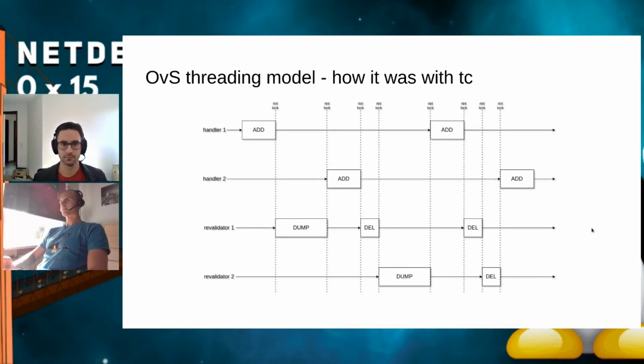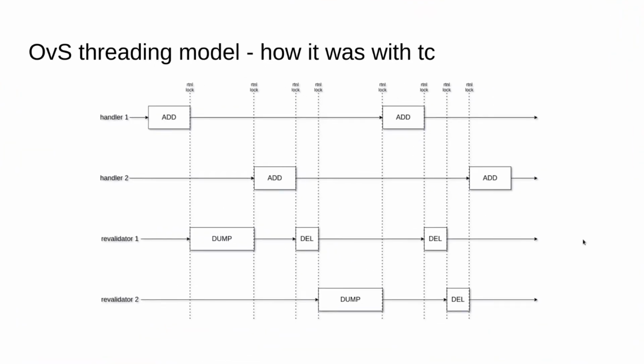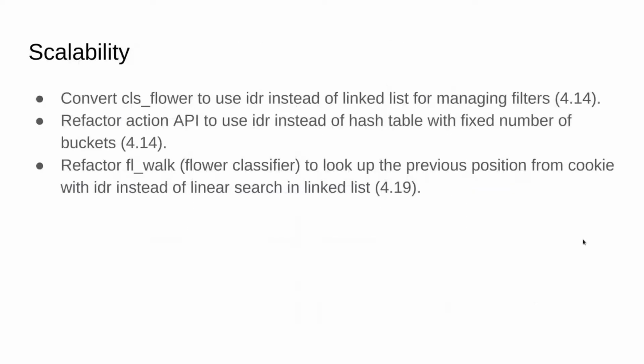So here is how TC really looked when we started. As you can see, all the handler and revalidator threads contend on a single RTNL lock. They're all stepping on each other's toes. And also, we are not seeing too many adds and deletes here because they take a long time. They have high latency.